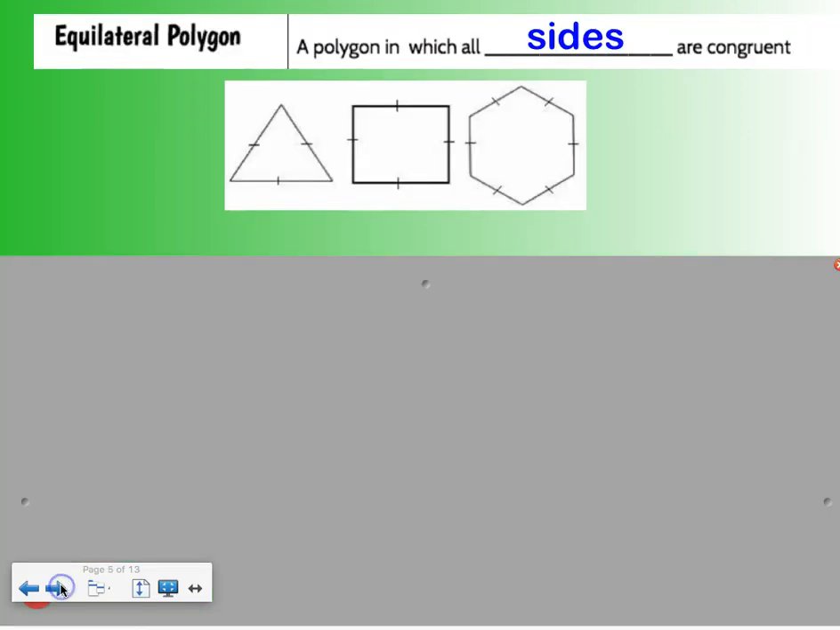Another way you can classify or name a polygon is based on if it has congruent sides. So if all the sides are congruent, we would call it equilateral. And a way to remember that, lateral means side. This looks like equal, so all the sides are equal. And remember in a picture, these little tick marks would indicate that all three of those sides are congruent, and so on for these other examples. They all have the same amount of tick marks. That would give us enough information to say it's equilateral.